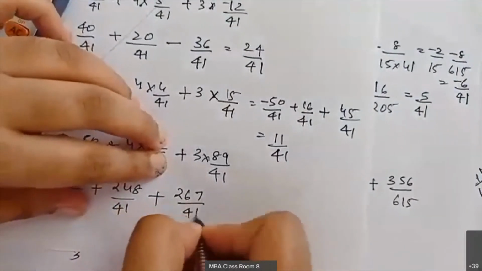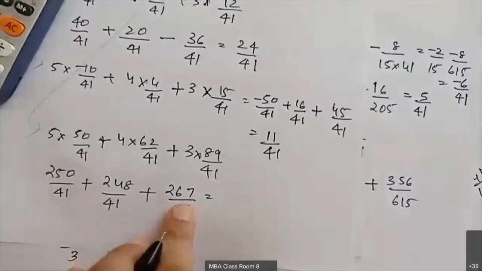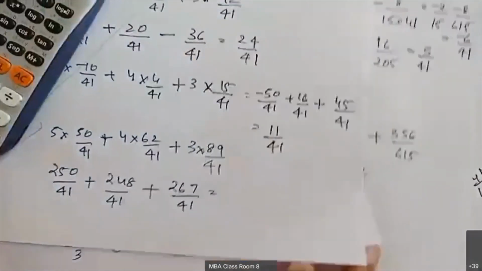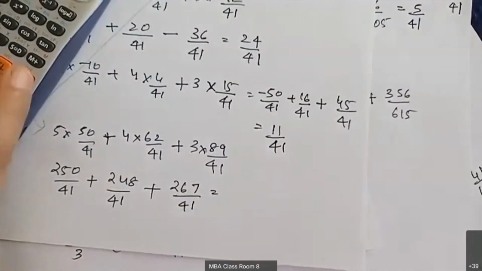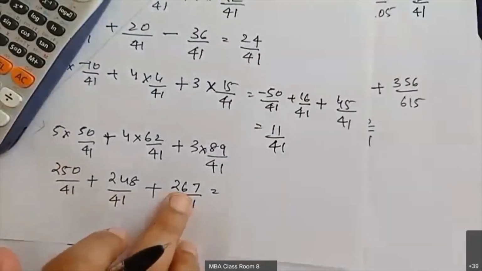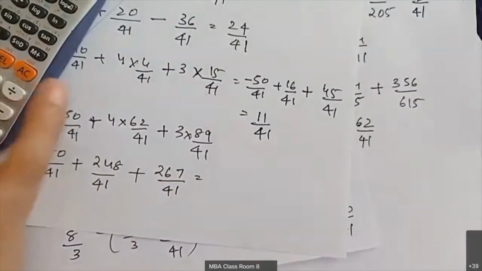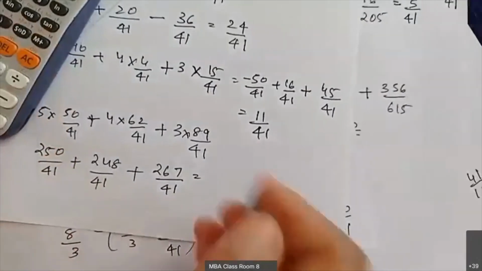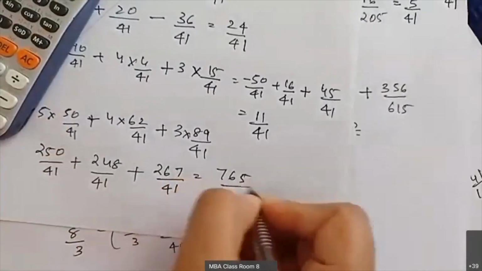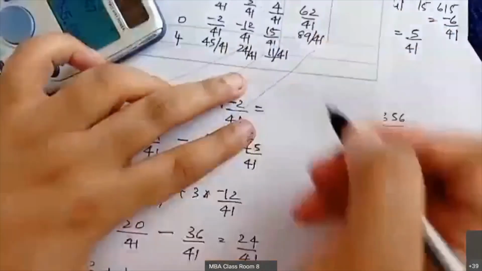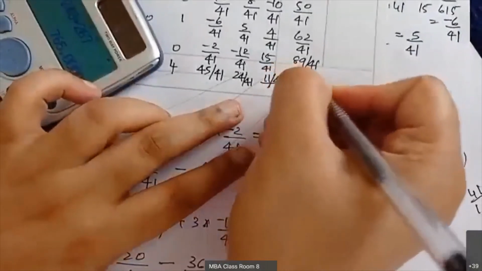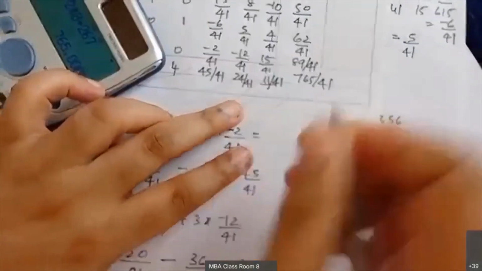267 divided by 41. All the denominators are the same, so just take the numerators and add them. 250 plus 4, 248 plus 267, which is equal to 765 divided by 41. I'm writing it on top.